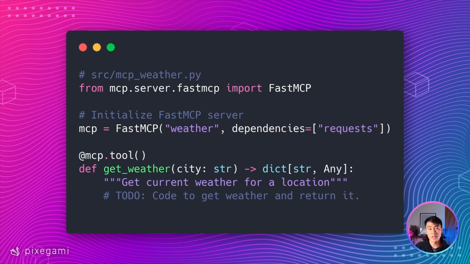And if your tool has any dependencies, you can also specify them with the dependencies parameter like this one. Here we need the requests library because we're going to be making an HTTP request to fetch the weather via that API. And this just makes sure that when we configure or set up the MCP server, it prepares all of these dependencies for us in the Python environment that the server will run.